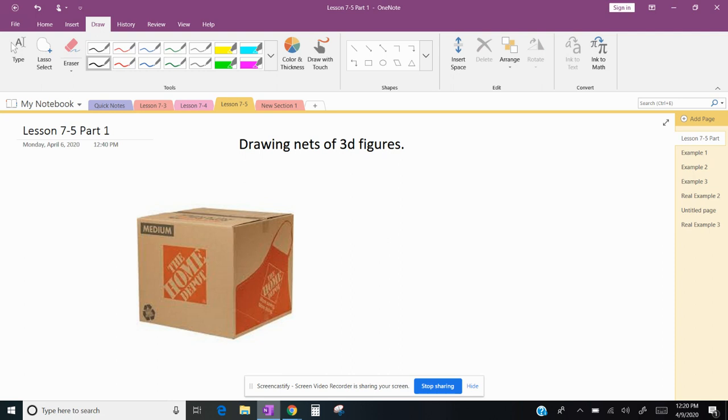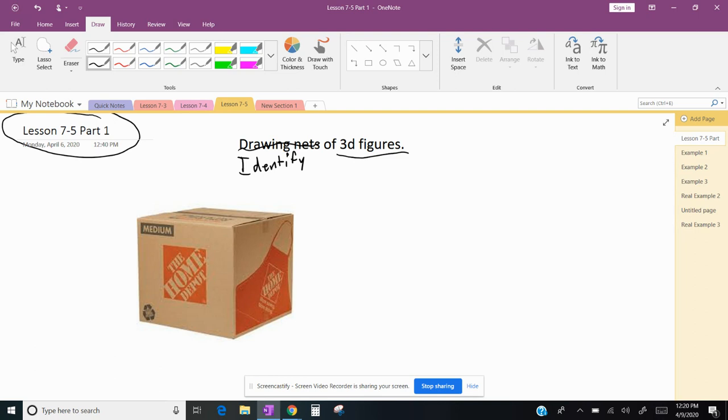Hi, everyone. So for the second half of topic 7, we're going to be talking about 3D figures, and this is going to be lesson 7-5. I'm going to call it part 1, because we're not going to draw nets of 3D figures yet. We'll do that in part 2, but we need to know how to identify 3D figures. So in front of us, we have a box. But that box is a 3D figure.